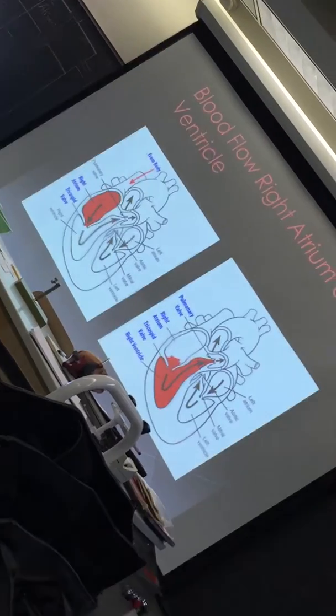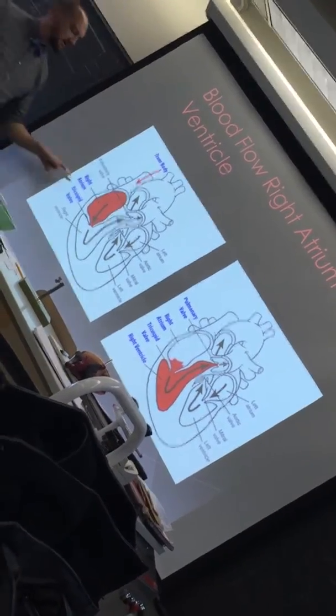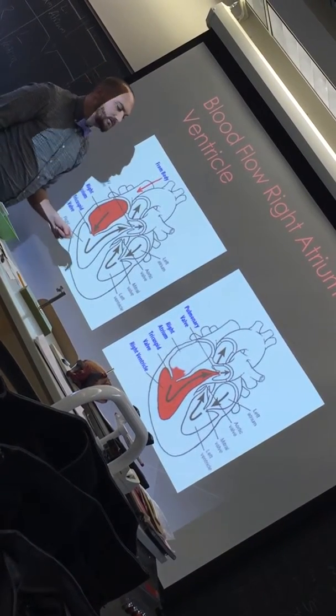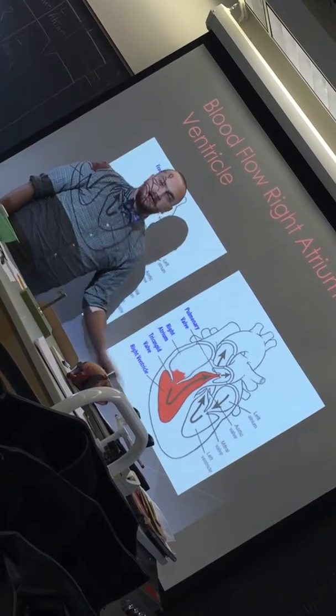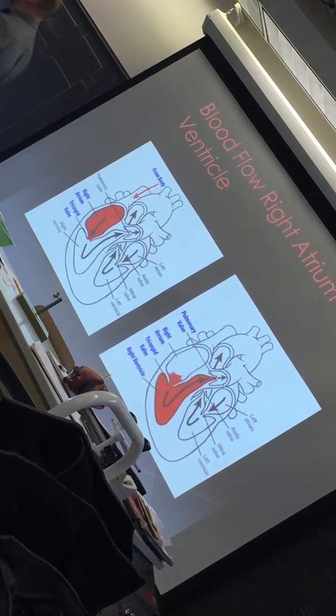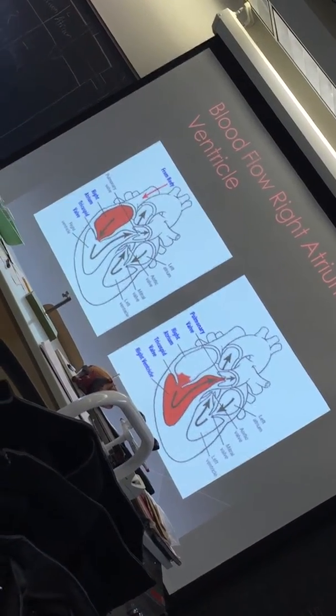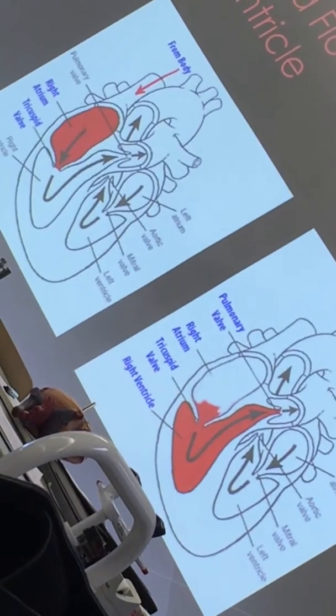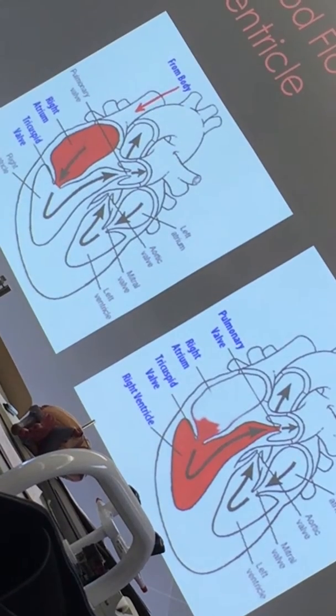So right atrium, tricuspid valve, and on the other side of the tricuspid valve is the right ventricle. Right atrium, tricuspid valve, right ventricle.